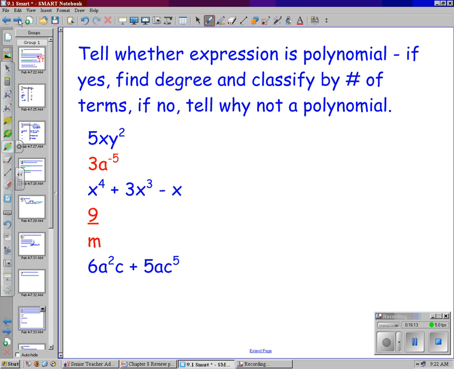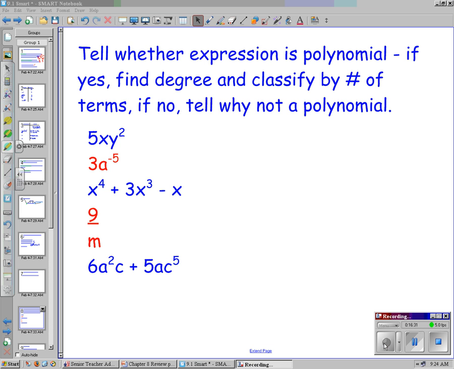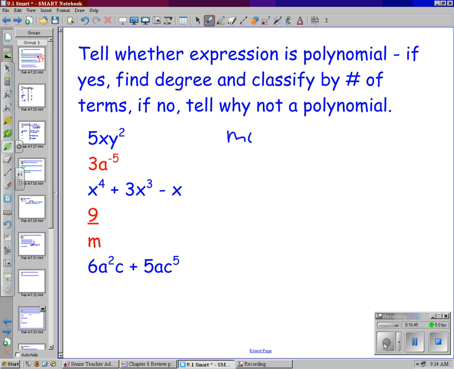Next, I want you to tell whether this expression is a polynomial. If it is, you're going to find the degree and classify it as a monomial, binomial, trinomial type idea. Or if it's not, you have to tell why it's not a polynomial. Talk to your neighbor real quick here. Okay, ladies, gentlemen. 5xy squared. First of all, is it a polynomial, yes or no? Jack? Yes. What kind then? Monomial.